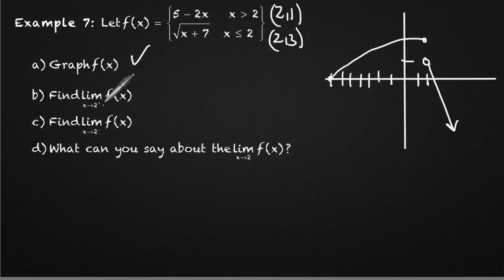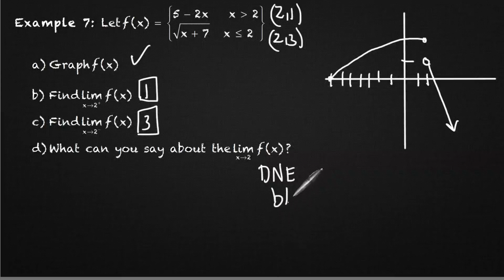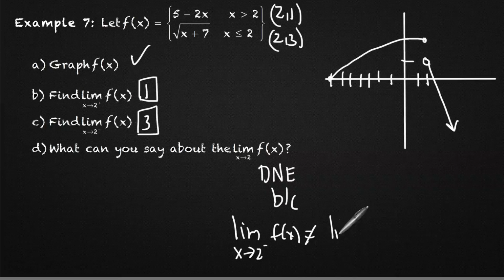Find the limit as x approaches 2 from the positive side. So from the positive side, the limit is approaching or heading towards 1. From the negative side, the limit is heading towards 3. What can I say about the limit as x approaches 2? It does not exist because, and you have to write all this out, the limit as x approaches 2 from the left of f of x does not equal the limit as x approaches 2 from the right. And anytime you have those two limits that are not equal from the left and right, the overall limit does not exist.